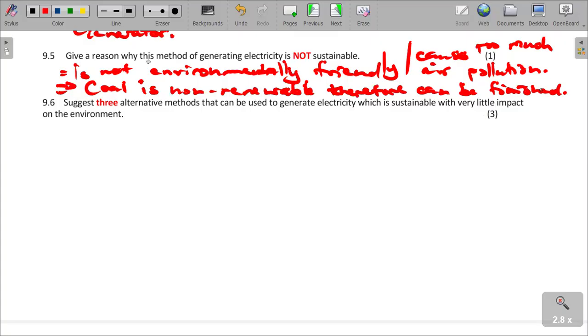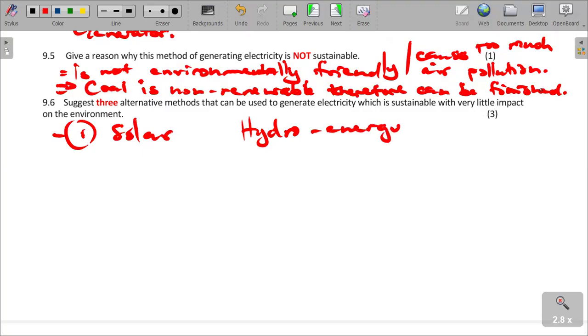We have other alternative sources of energy. We can talk about solar energy, the most common one that we have now, where energy is generated from the sun. We talk about hydro energy, which is from water. We know the hydro energy comes from water.